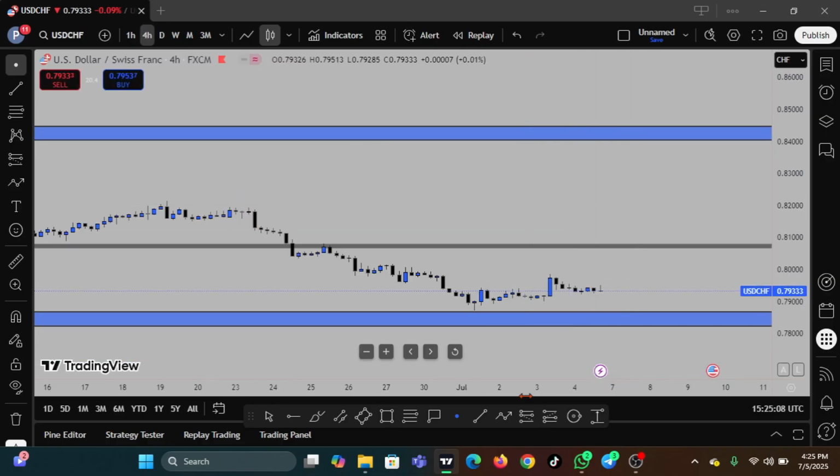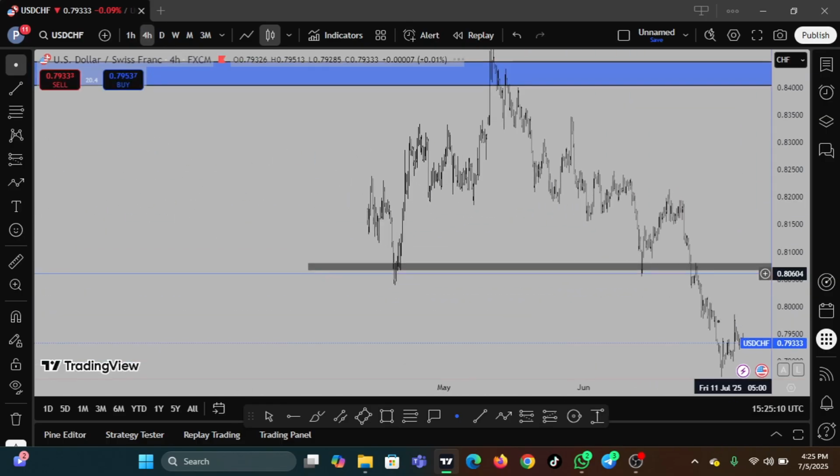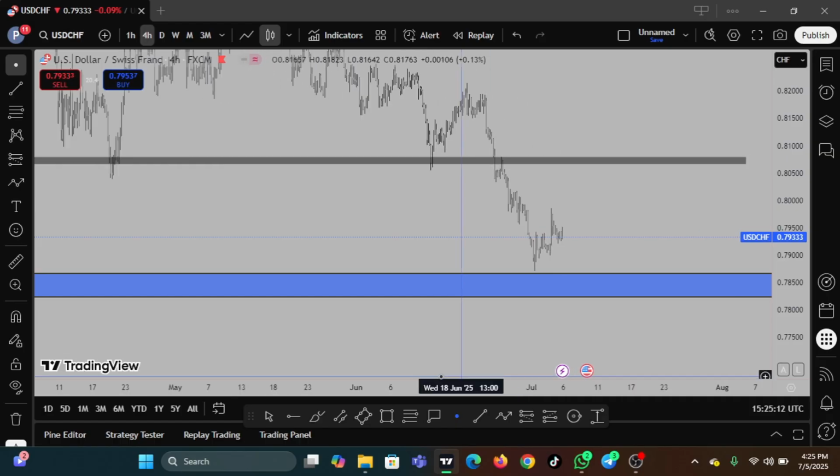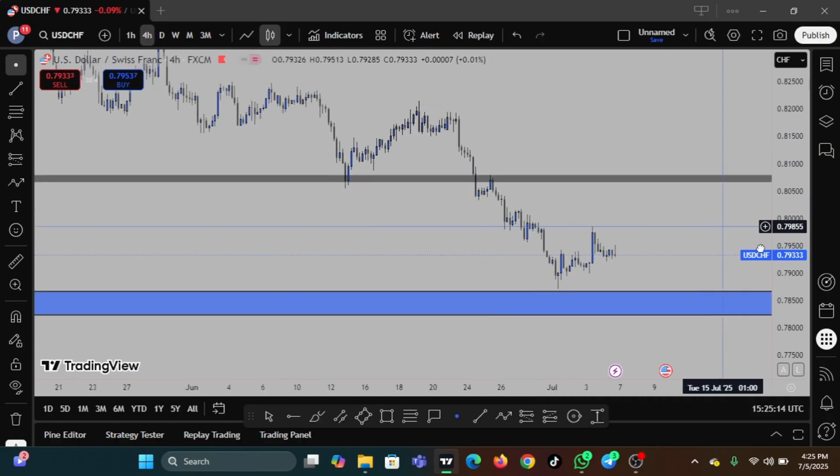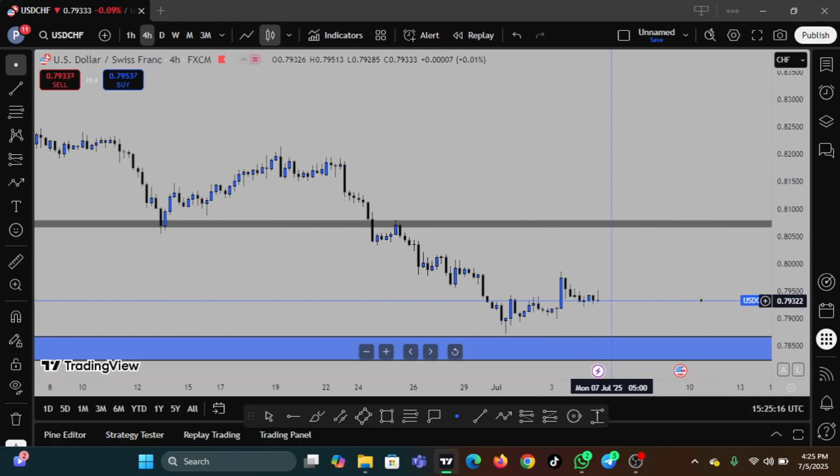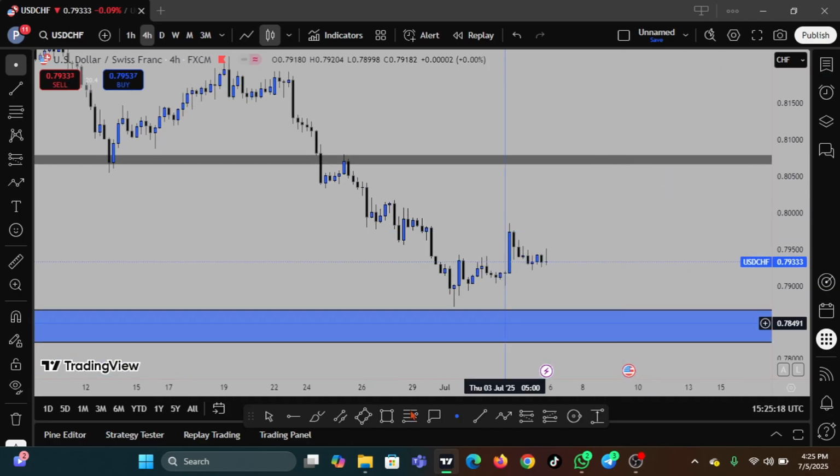So on the 4-hour chart, how can we capitalize on this trade? Before we can take this trade, look at the structure on the 4-hour chart. We are already seeing a change in this structure.